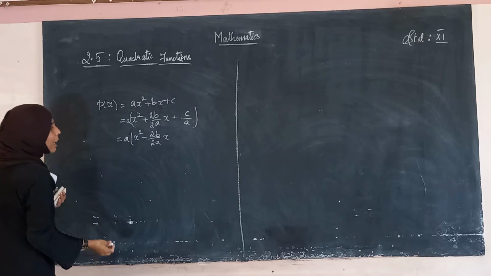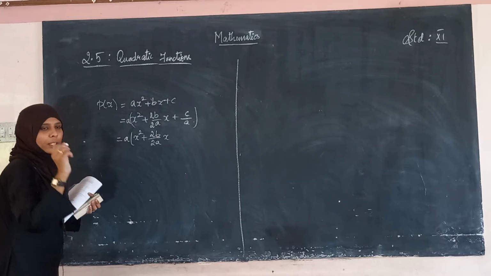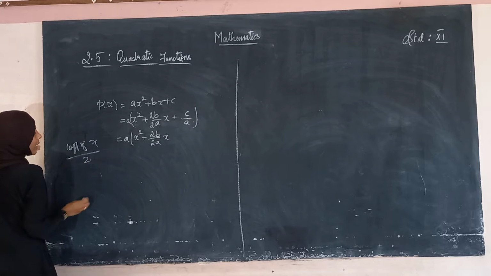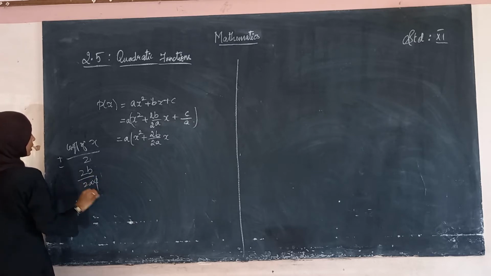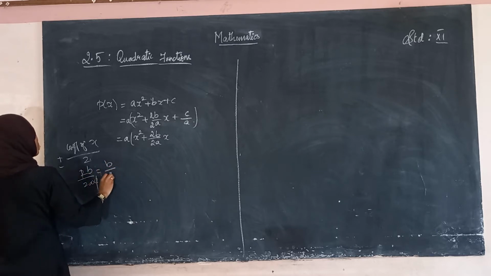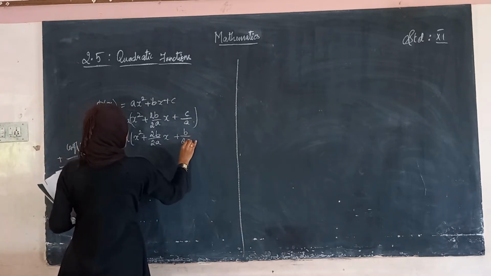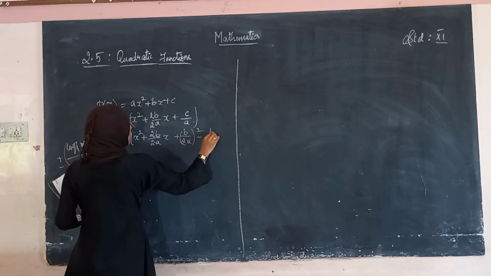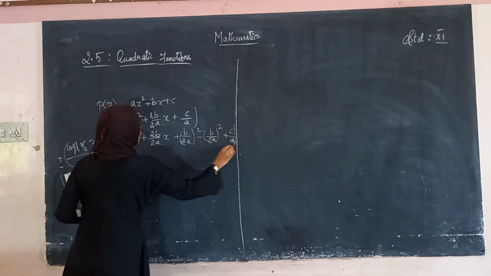After that we have to add and subtract the square of the coefficient of x divided by 2. What is the coefficient of x? 2b divided by 2a, divided by 2, this 2 and this 2 cancel, and the answer is b divided by 2a. So we add and subtract b divided by 2a the whole square, plus c divided by a.